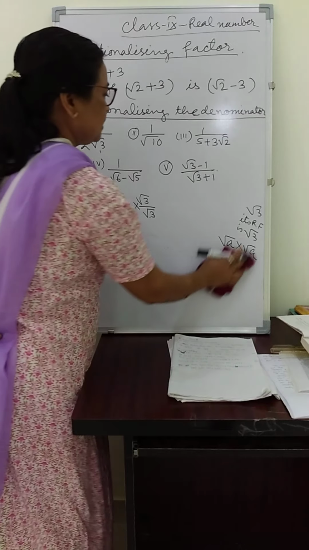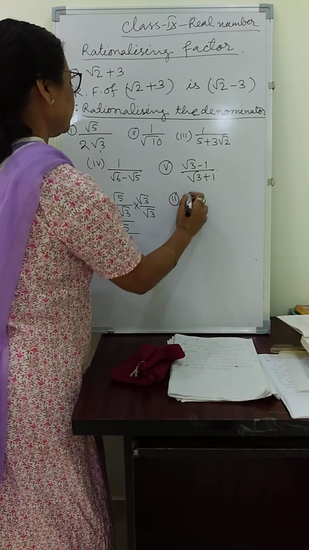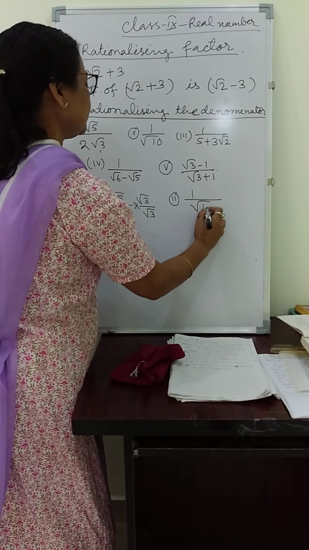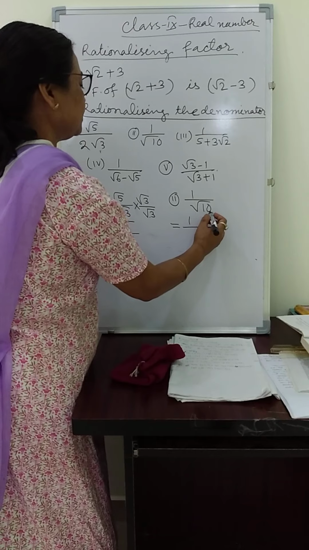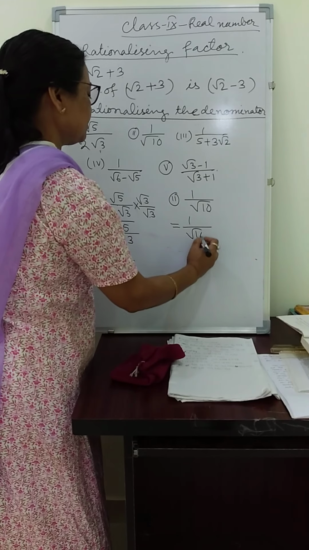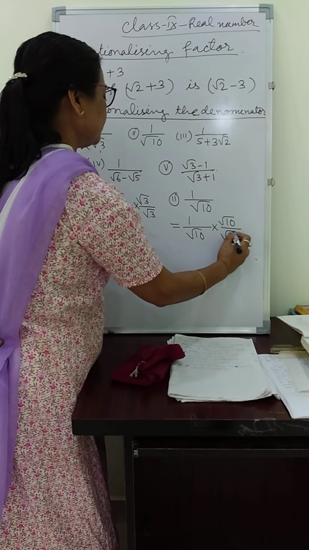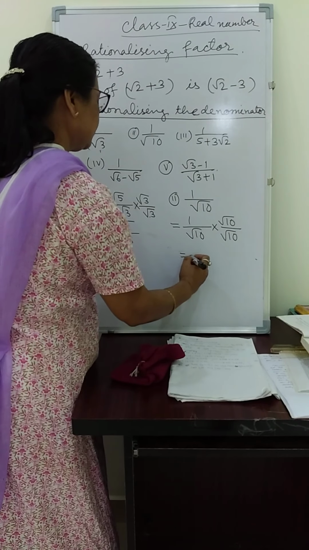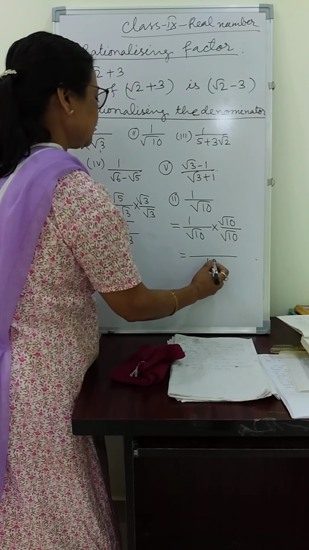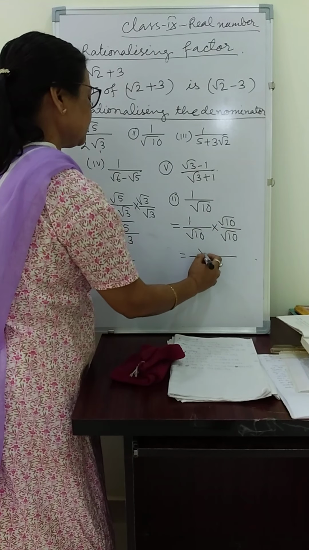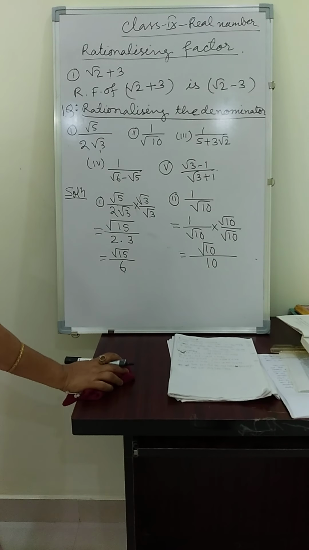Similarly, in question number 2, you are given 1 by root over 10. Here no problem, only root over 10 is there, so multiply by root over 10 by root over 10. So root over 10 into root over 10 is 10, and 1 into root over 10 is root 10. This is the second question.